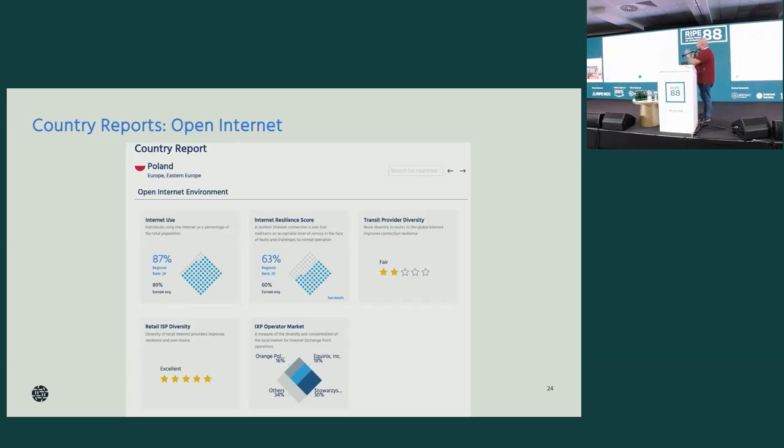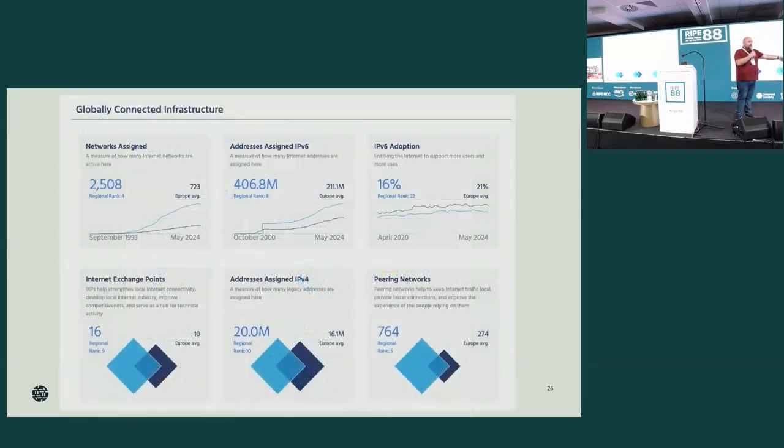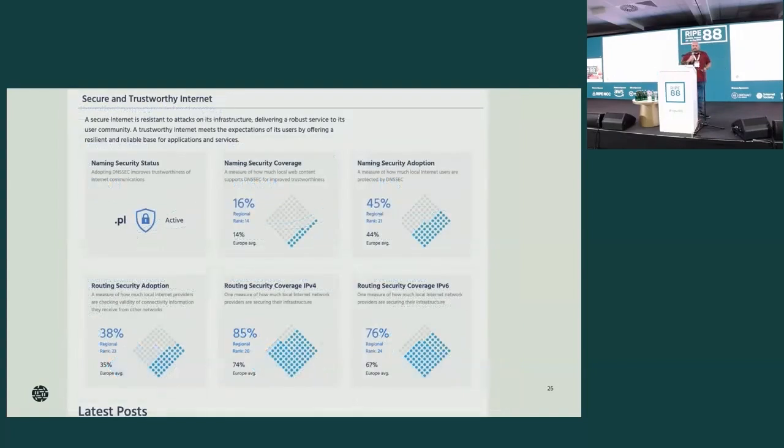So you can see that the Internet Resiliency Score is just one box of this section of the country report. It doesn't end here. There's again this section that focuses on the globally connected infrastructure in relation to Poland, how many networks are there, IPv6 adoption, addresses, and so on, and then the security and trustworthiness of the internet. Plus, towards the end, if we had any blog posts or discussions that are related to this country, it will be displayed down there.